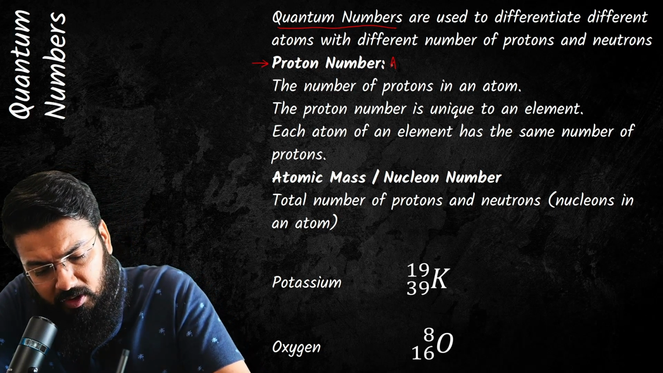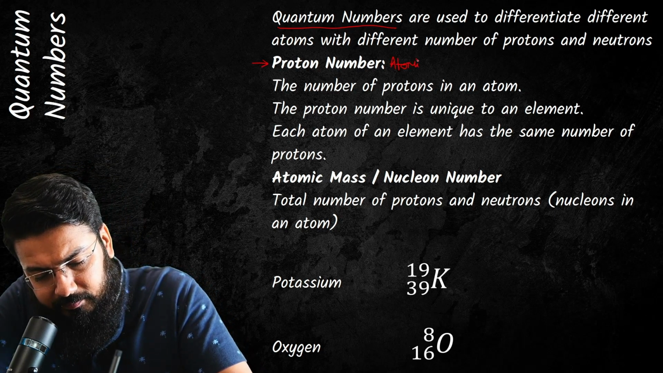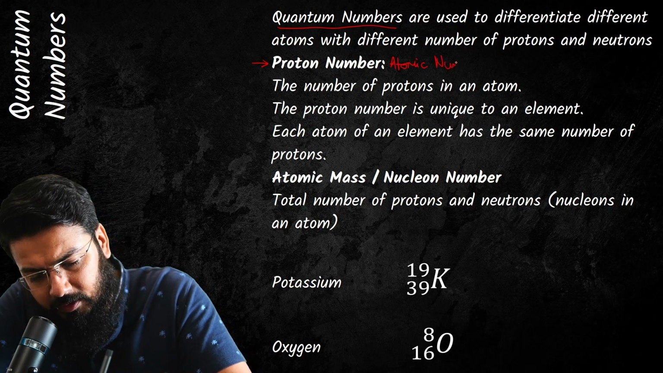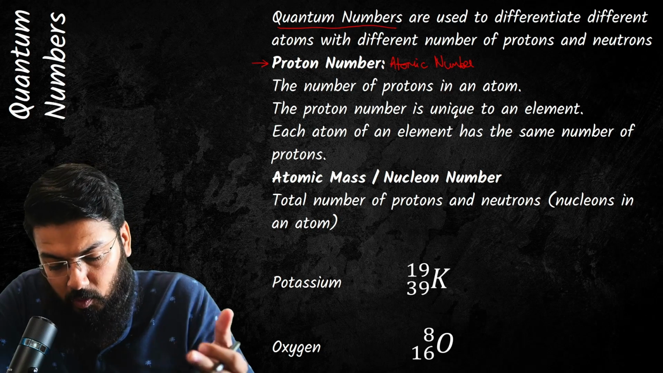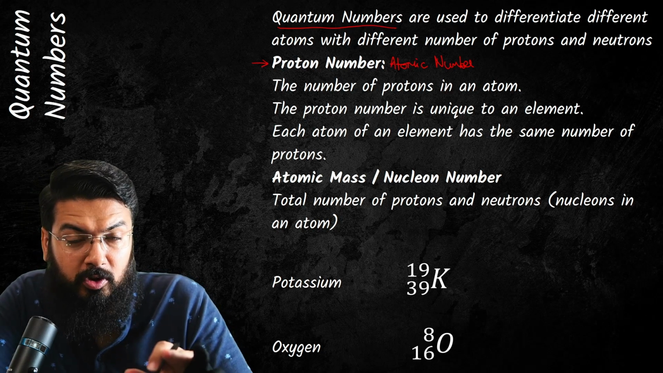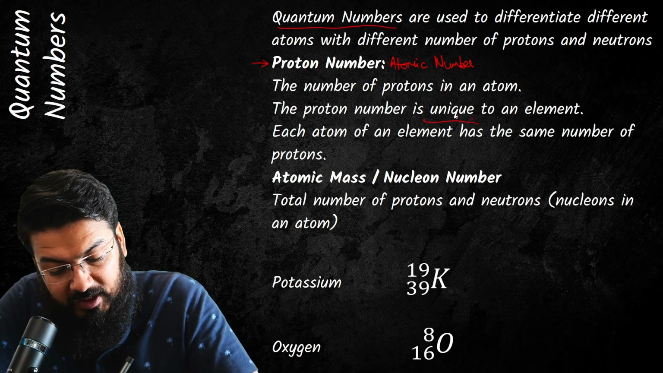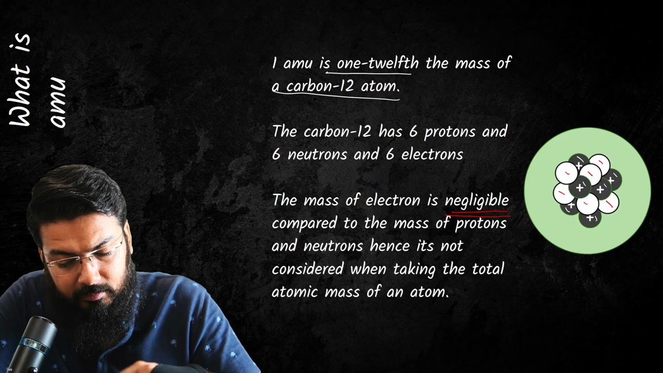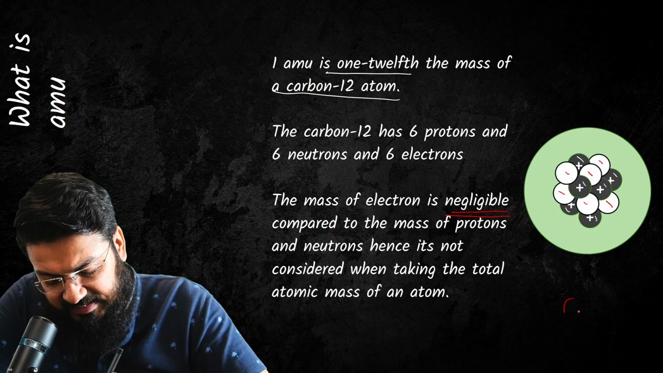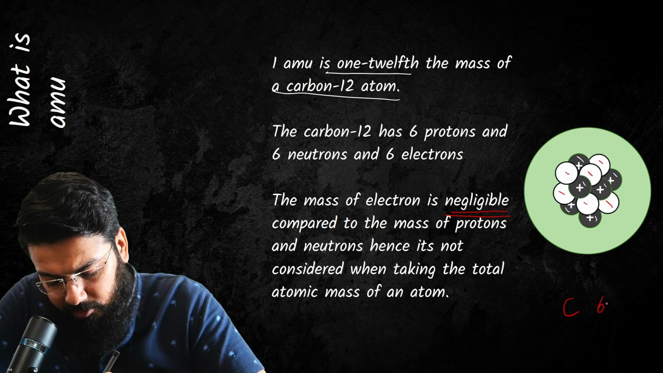We also like to call it the atomic number. All right, so either the proton number or the atomic number, which is the total number of protons in an atom. Each proton number is unique to an element. So let's say for example you have carbon. Now a carbon has exactly 6 protons.